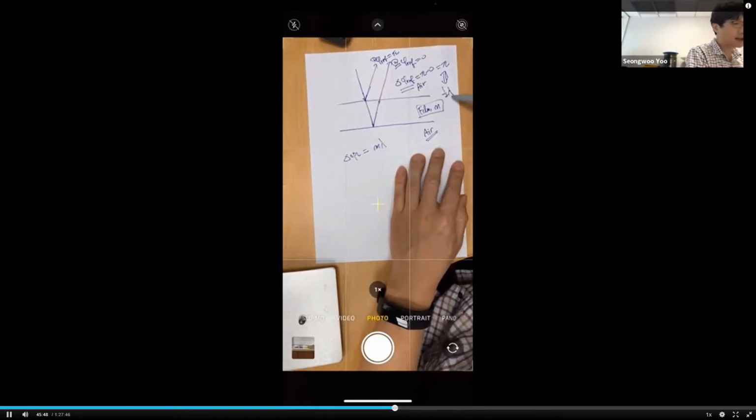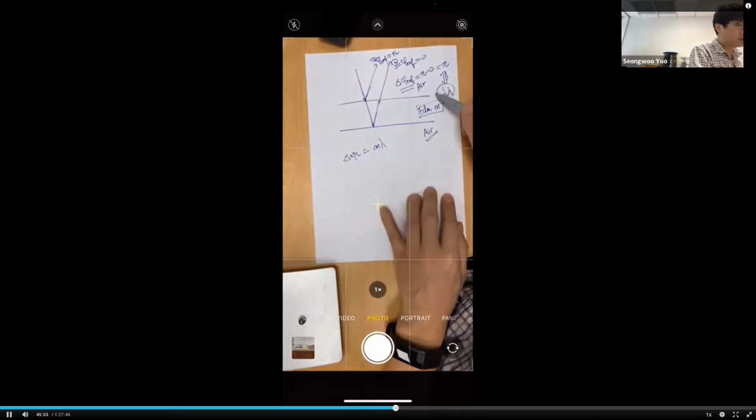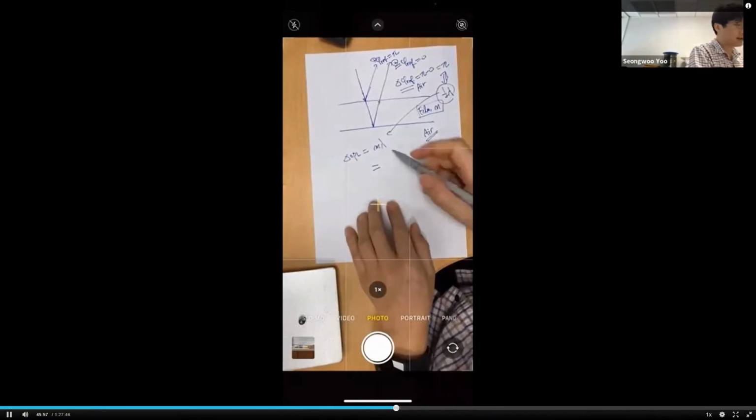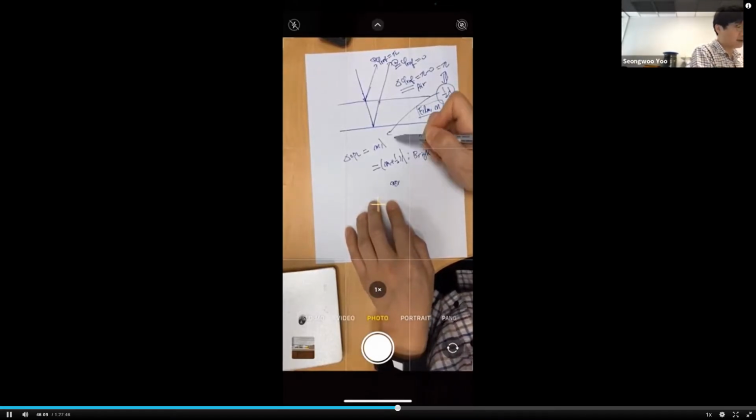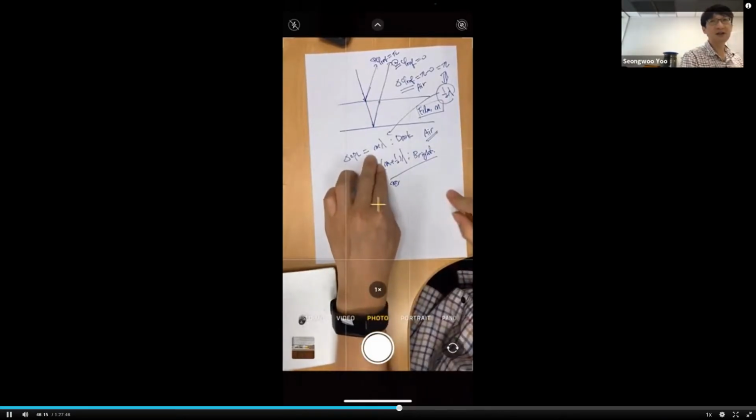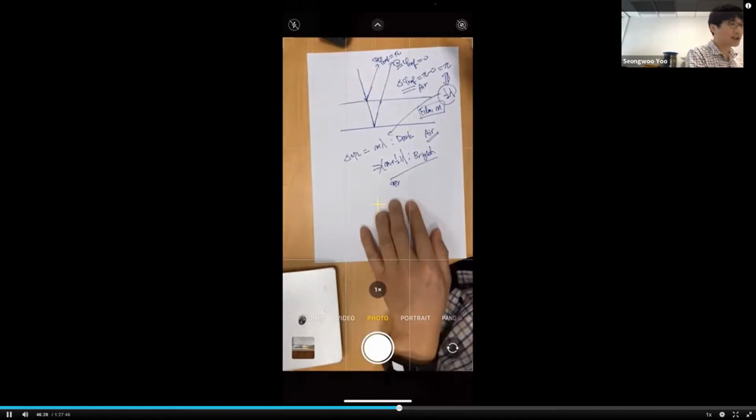Therefore, I will take into account this half wavelength in our equation. In other words, our optical path length difference is going to be m plus a half, times lambda, for the bright fringe. Similarly, you will have m lambda for the dark fringe. So now we see that the equations for the bright and the dark fringe are different because of the reflection.